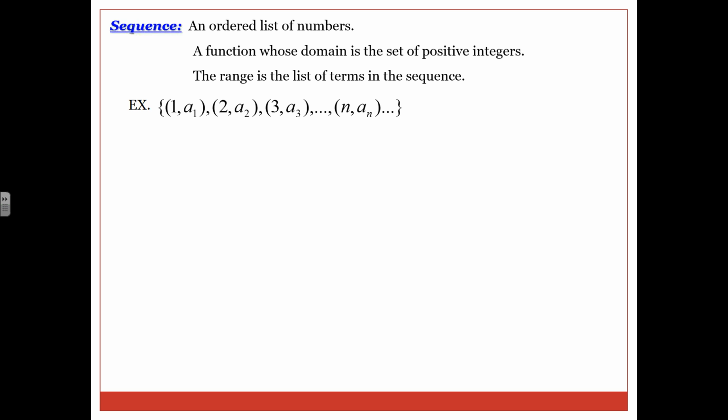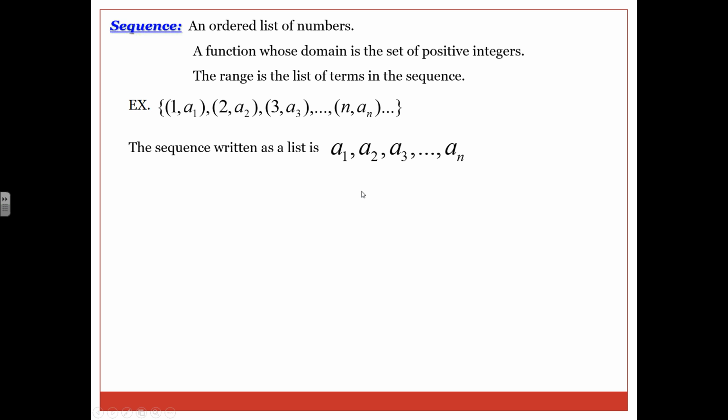So the definition of a sequence is just an ordered list of numbers, but we could write it as a function, actually, whose domain is the set of positive integers. And if the domain is the positive integers, then the range is the actual list of terms in the sequence. So if you look at these points, which is our function, you can see that the domain 1, 2, 3, and so on, is your positive integers. But the a1, a2, a3, a4, all the way up to an, that is actually your sequence.